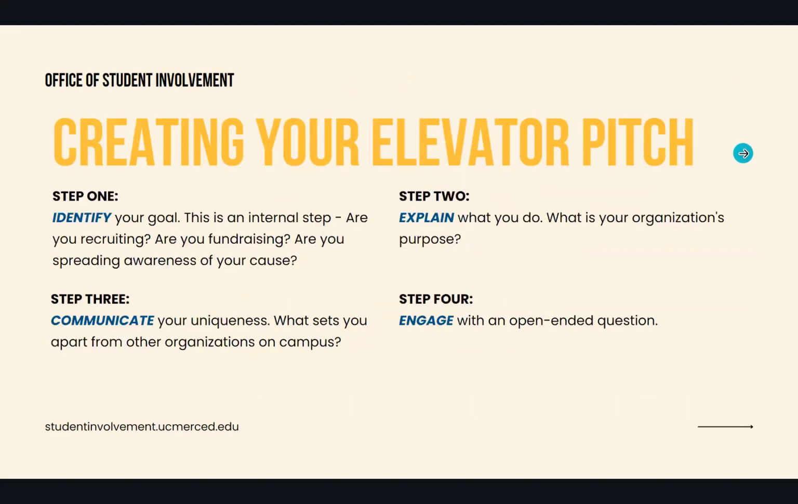So here are some steps for creating your elevator pitch. Step 1 is to identify the goal. This is an internal step, so think about, are you recruiting, are you fundraising, or are you spreading awareness of your cause? Step 2 is to explain what you do. What is the organization's purpose? Step 3 is communicate your uniqueness. So what sets you apart from other organizations on campus? And step 4 is to engage with an open-ended question.